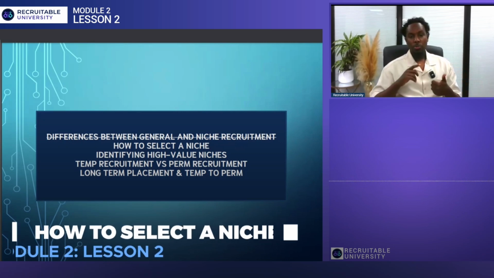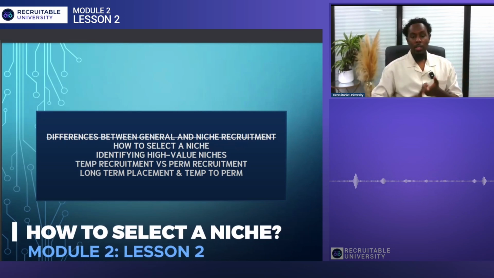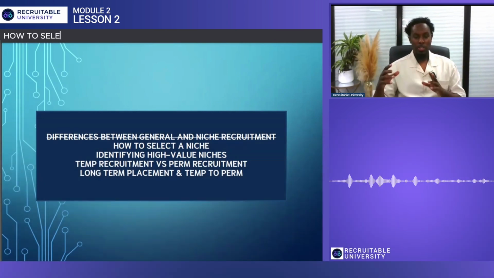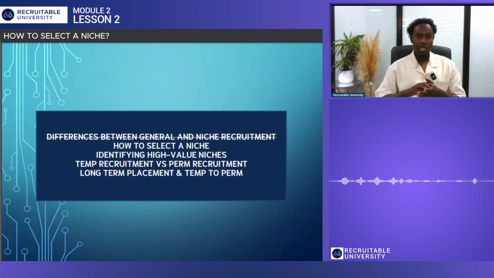So we've done the differences between general recruitment and niche recruitment. So now you know whether you want to be a generalist or a specialist. Now, if you want to be a specialist, you want to select a niche, we'll be going through how to select a niche, and what niches at the moment are really, really busy.